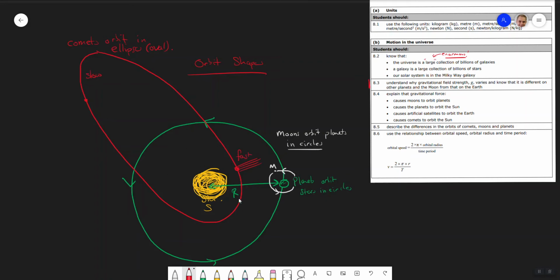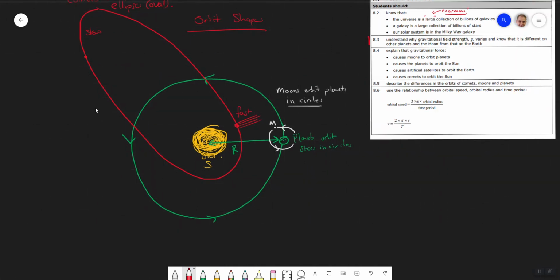If they're close in, they're falling in, and that's basically the shapes that you need to know. Circles around stars, circles around planets, and ellipses or ovals around stars. So sometimes you're just given a diagram like this, and you have to label it with which one's the planet, which one's the comet, which one's the moon, which one's the star. Okay, so do that. Right, so we've done all that.